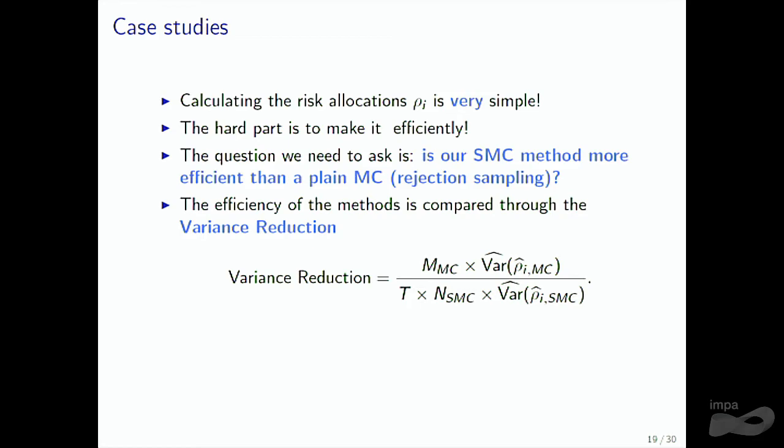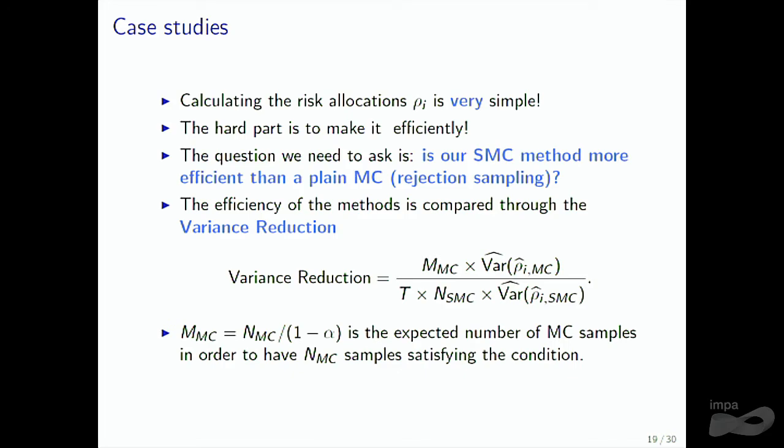For the sequential Monte Carlo procedure, I have capital T levels, and in each one of the capital T levels, I need to sample n SMC times. For the Monte Carlo procedure, I need to sample MMC, where MMC is this ratio here. So if I sample NMC times, this divided by alpha, 1 minus alpha, will be the amount of samples I'll be allowed to use in my estimation.